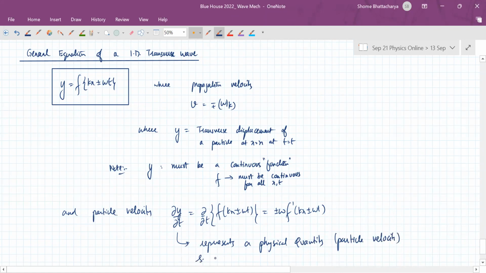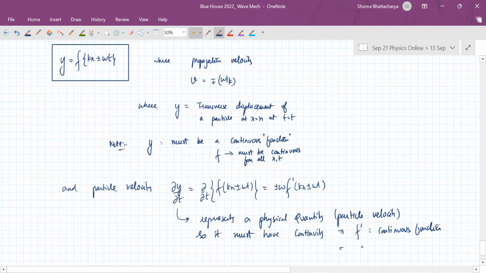Okay, so it must have continuity, which basically means that f prime must be a continuous function for all x and t. Okay. So which means that the function f has to be differentiable.